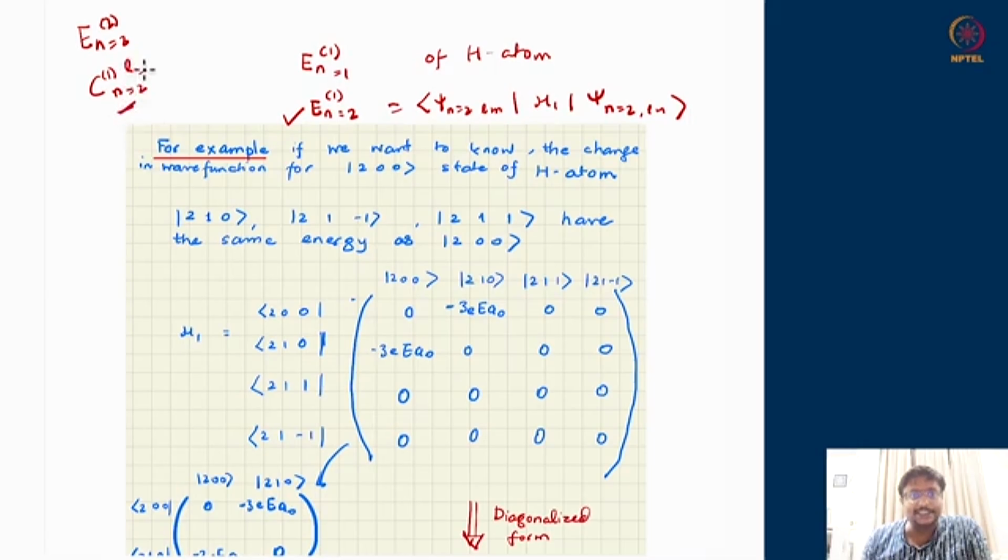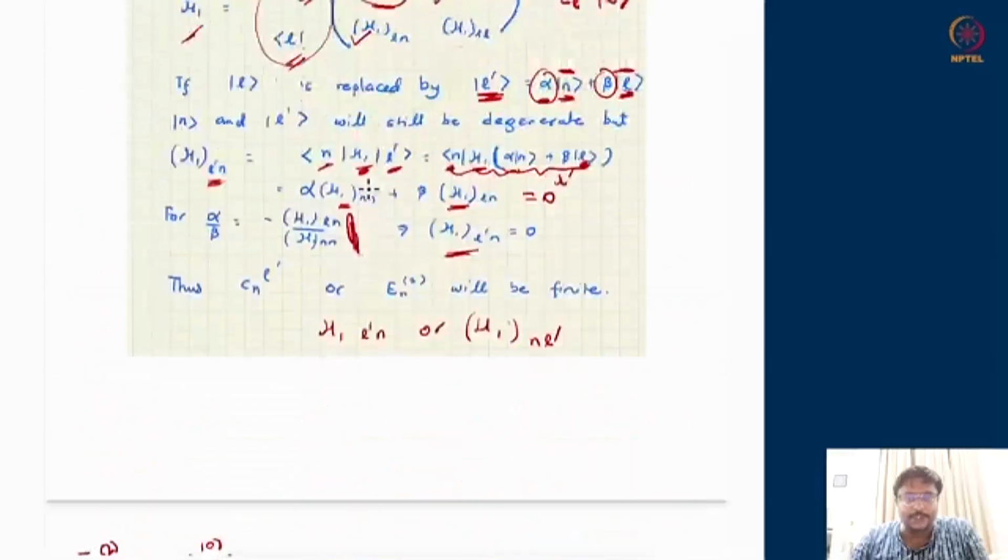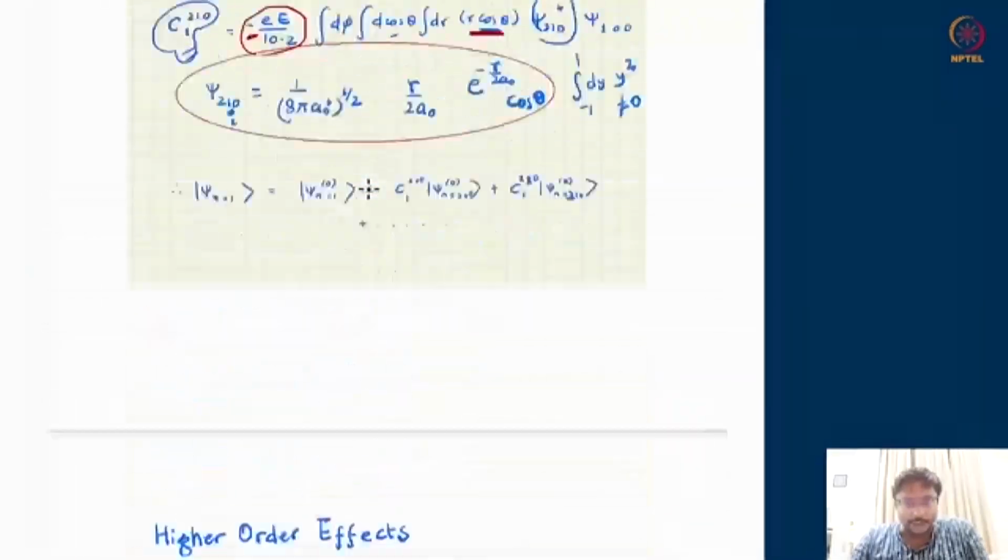These things are problematic here, because n equal to 2 comes with an energy E2 which is shared by 4 states: 210, 21-1, 211 and 200. So all these have the same energy. Therefore we are talking about degenerate perturbation theory here. So how do we find out whether the perturbation theory is stable or not, or if we can do something about it? Look back at the same problem which we computed in the previous class. I will just go back to that.